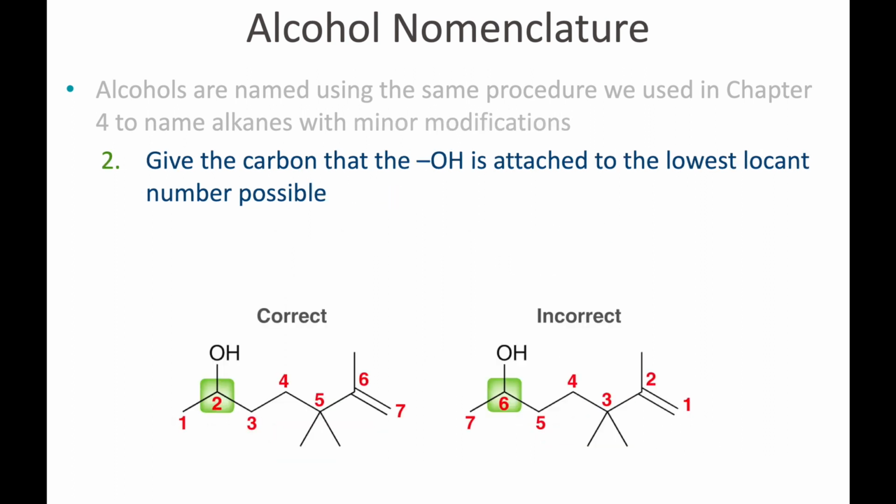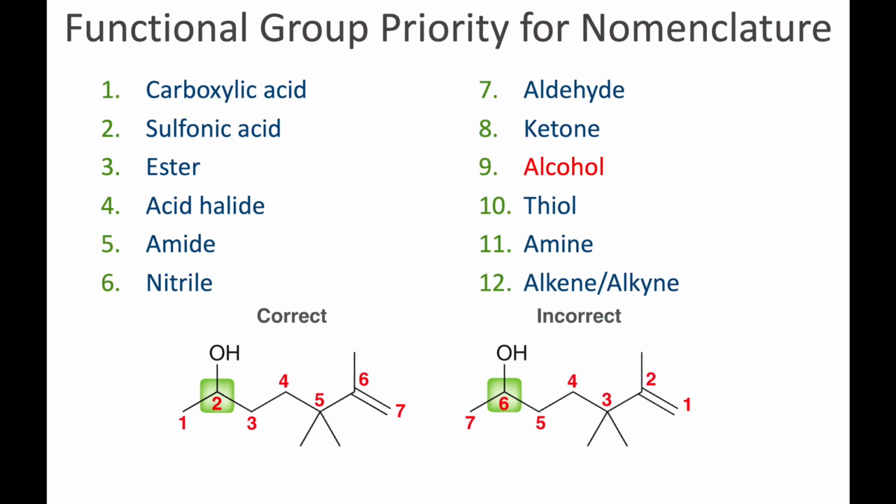Because we are paying a special attention to the hydroxyl group, when we number our chain, we also must give it the lowest locant possible. Meaning in the parent chain, you have to start at the end that sees the OH first. For example, in this molecule, if you start numbering it from the left, OH is seen as number 2. If you start counting from the right-hand side, the hydroxyl group is seen at carbon number 6. So 2 is lower than 6, so the correct numbering of this parent chain is on the left. And yes, we do see that the alcohol group has higher priority in nomenclature than the alkene.